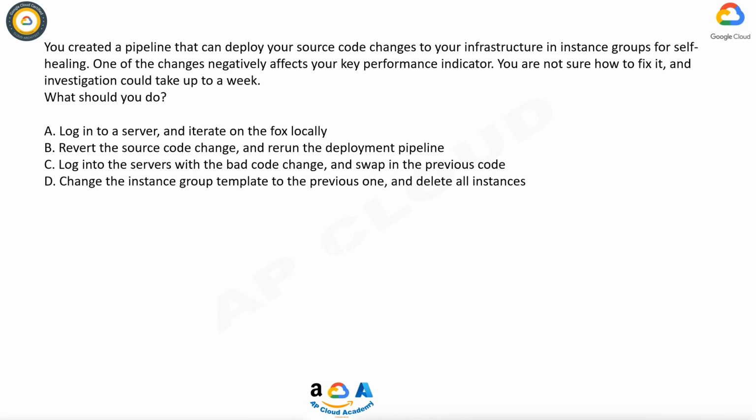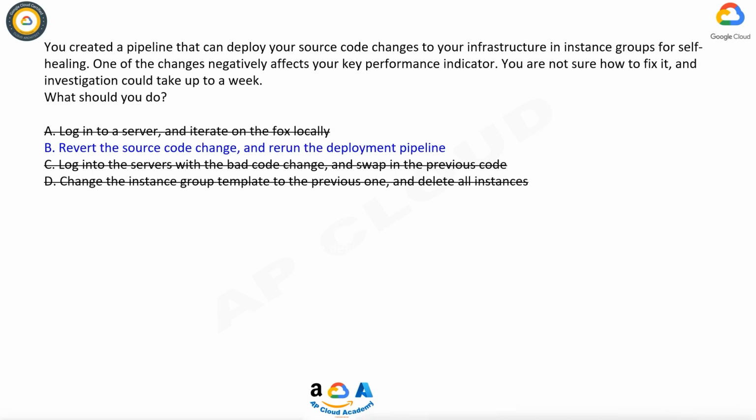A. Log into a server and iterate on the fix locally. B. Revert the source code change and rerun the deployment pipeline. C. Log into the servers with the bad code change and swap in the previous code. D. Change the instance group template to the previous one and delete all instances. Correct answer, B. Revert the source code change and rerun the deployment pipeline.